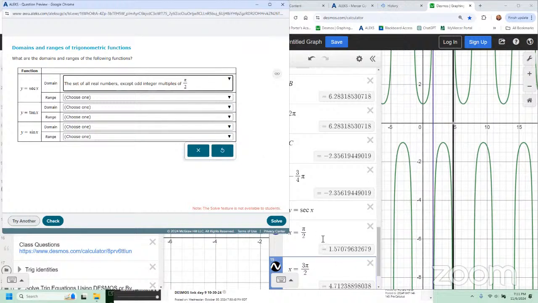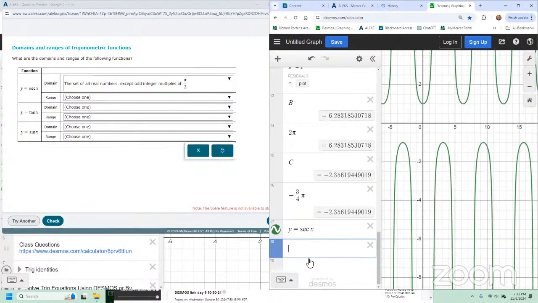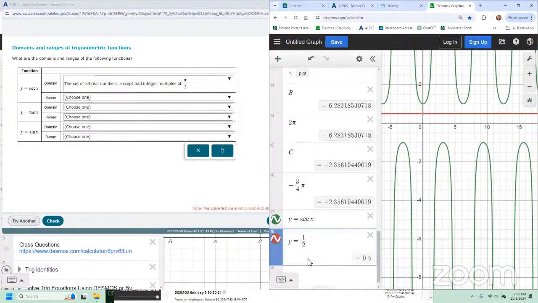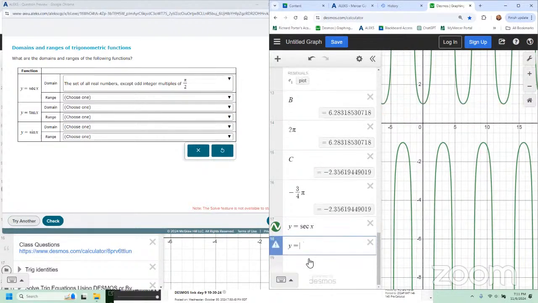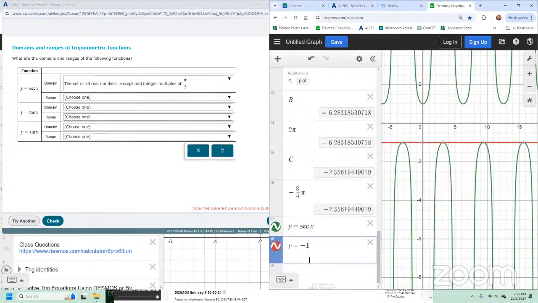The range, get rid of these x's. The range, remember, if I do y equals 1, y equals 1 is in the range. Y equals 2 is in the range. Y equals 3 is in the range. How about y equals 1/2? Not in the range. Okay, y equals -1/2. Not in the range. In other words, that red line is not hitting the function anywhere. But y equals -1, that's in the range. So it's all the things bigger than 1 and all the things less than -1.